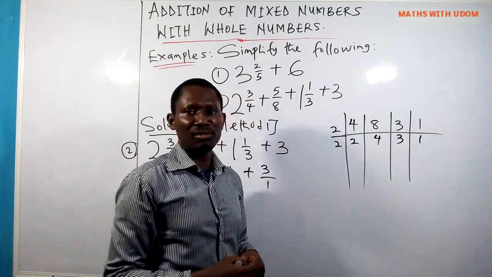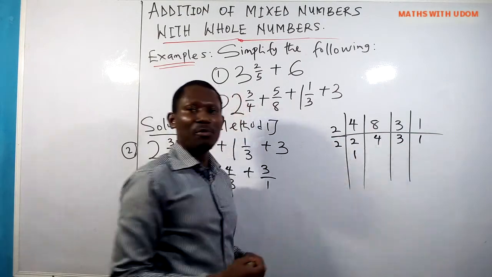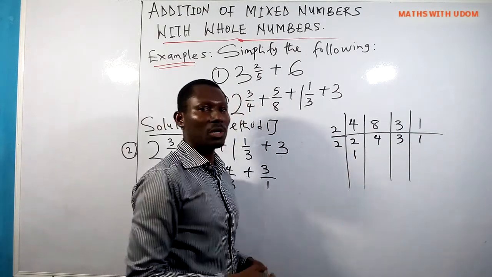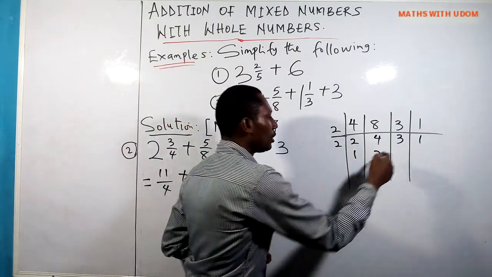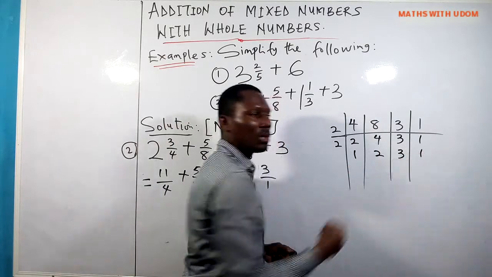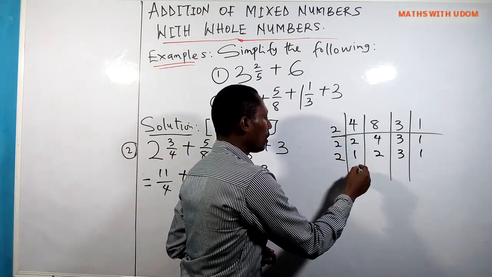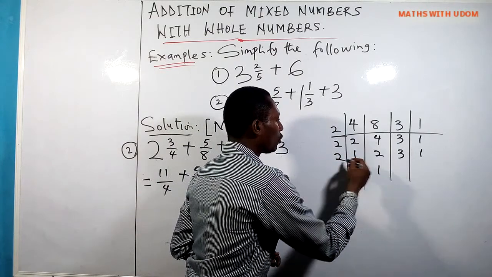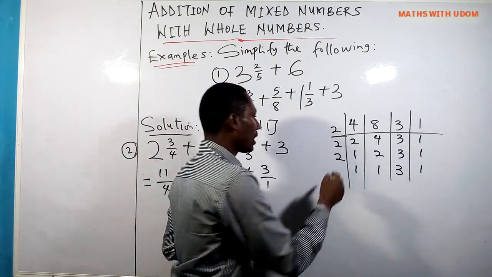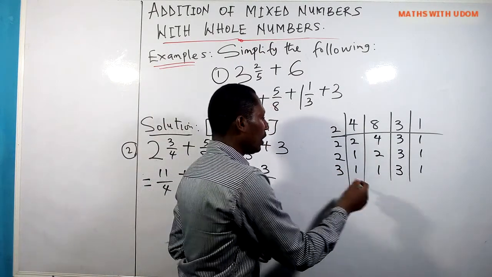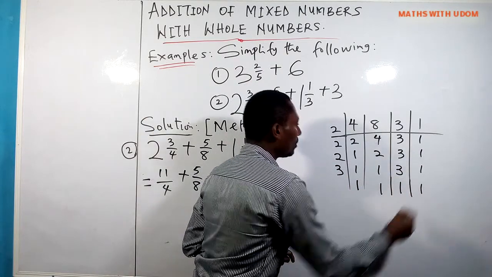Remember, we are looking for the LCM. 2 in 2 is 1. 2 in 4 is 2. And then 2 in 3, impossible, you repeat that. Then 2 in 1 is 1. And then 2 can go again. So 2 in 1, repeat 1, 2 in 2, 1, 2 in 3, impossible, 2 in 1, you repeat that. And lastly, 3 can go. So 3 in 1, 1, 3 in 1, 1, 3 in 3, 1, and 3 in 1, 1.